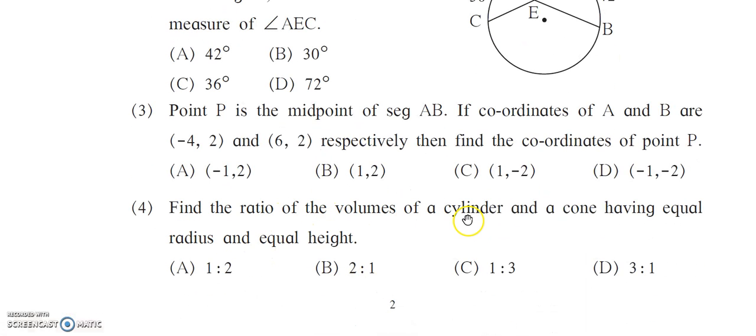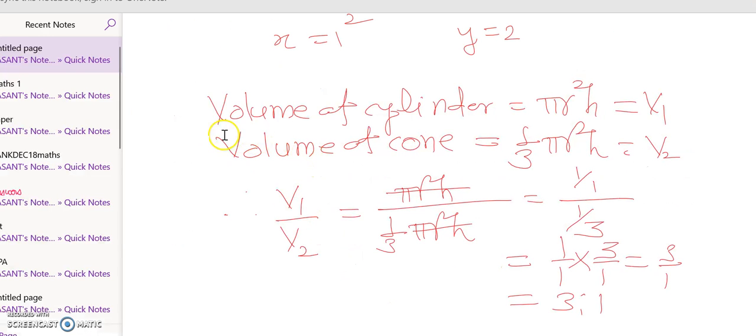Now next, question number 4. Find the ratio of the volume of a cylinder and a cone. Now see this. The volume of cylinder is pi r square into h, which is V1. Volume of a cone is 1 by 3 pi r square into h, that is V2. Therefore, V1 upon V2 is equal to pi r square h upon 1 by 3 pi r square h. Now what's happening here? Pi r square into h, pi r square into h get cancelled. Now in the numerator you will have 1. 1 means what? 1 upon 1. This whole divided by 1 by 3. Then 1 upon 1 multiplied by the reciprocal, then you get 3 upon 1. Therefore the answer is 3 is to 1.